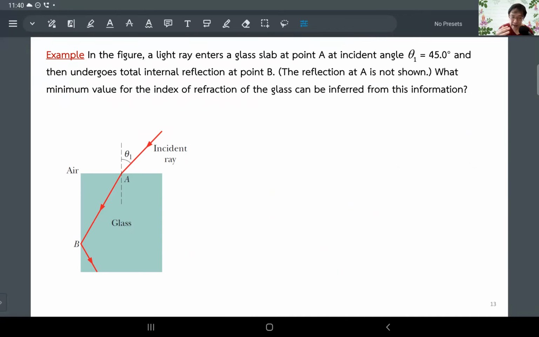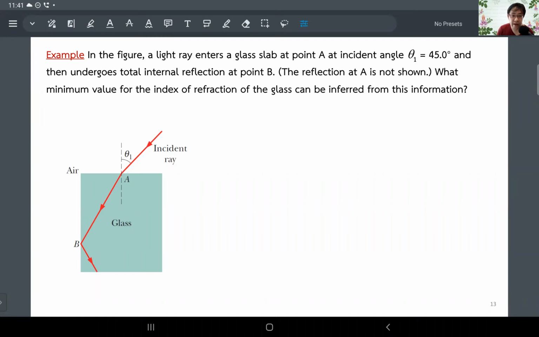All right. So everyone try this. In the figure, a light ray enters a glass slab at point A, so it's on the top surface there, at an incident angle of 45 degrees. Okay, that's given. And they already gave you the angle measured with respect to the normal. So this is good. And then it undergoes total internal reflection at point B. Okay, that's good. The reflection at A is not shown. Okay, that's fine. We know that part of it will get reflected back.